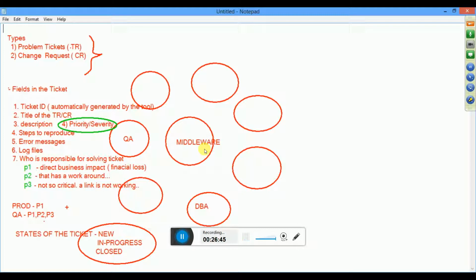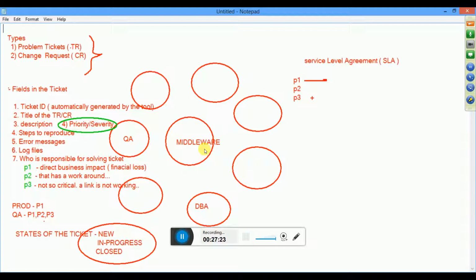So there is what is called a service level agreement associated with every priority of the ticket. Service level agreement, called SLA, means every ticket, whether it can be P1, P2, or P3, each ticket has an SLA associated with it. So for a P1 ticket, the SLA is different. For a P2 ticket, the SLA is different. For a P3 ticket, the SLA is different.